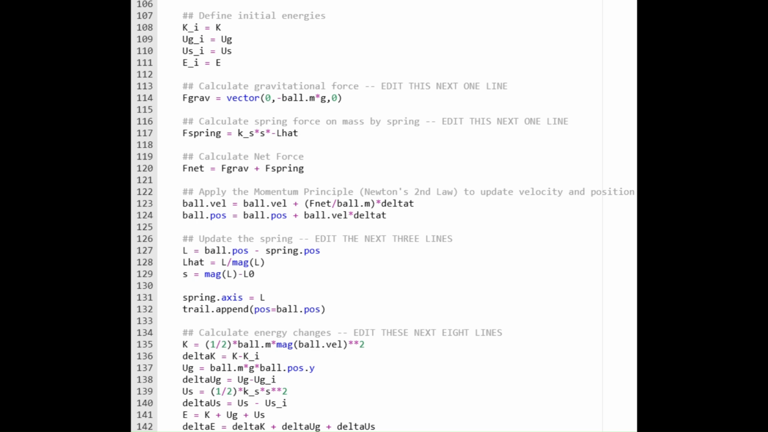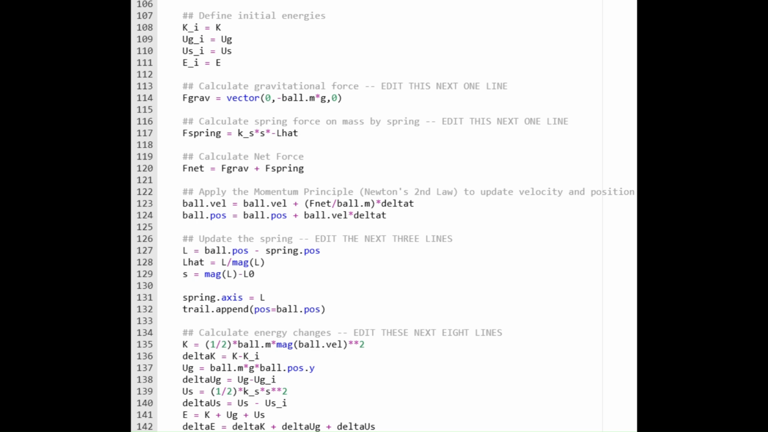Here the gravitational force and spring force formulas are applied to calculate the force the spring exerts on the mass and the force that gravity exerts on the mass. Then these are added together to get the net force exerted on the mass, and these are put into the velocity and position update formulas to calculate how the position and velocity of the mass changes over time, and Newton's second law is used to derive these.